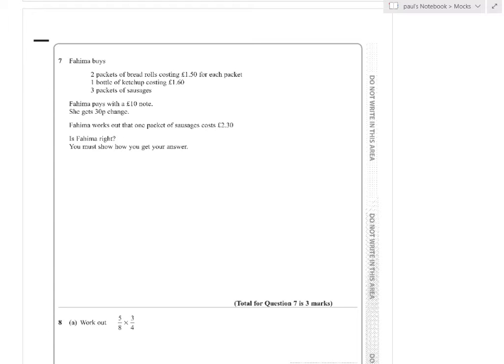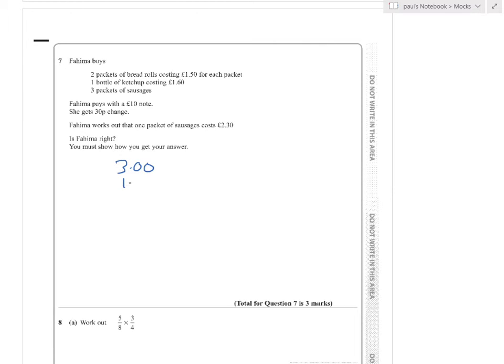This looks a little bit more complicated. Number 7. Fatima buys 2 packets of bread rolls, £1.50, a bottle of ketchup, 3 packets of sausages, pays with a tenner, she gets £3 change. Fatima works out 1 packet of sausages costs £2.30. Is she right? Okay, 2 packets of bread rolls are £3.